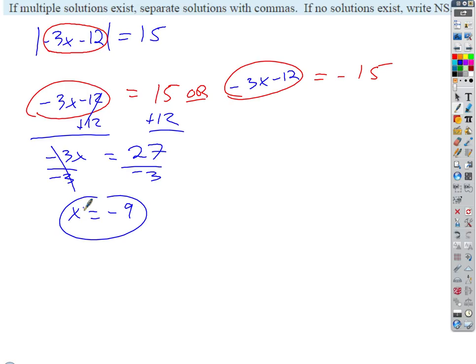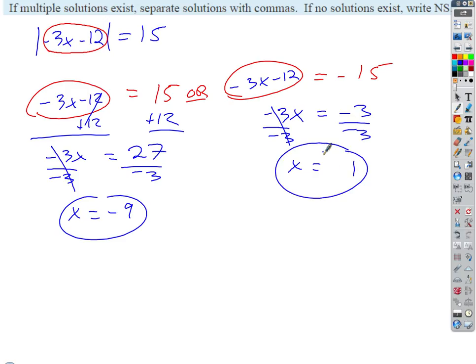Negative 9. Okay, if I do the same thing over here, if I add 12 to both sides, everybody agree? If I add 12 to negative 15, I get negative 3. Divide by negative 3. And what do I get? 1. Okay, so that's my answer. X equals negative 9 or x equals 1, right?